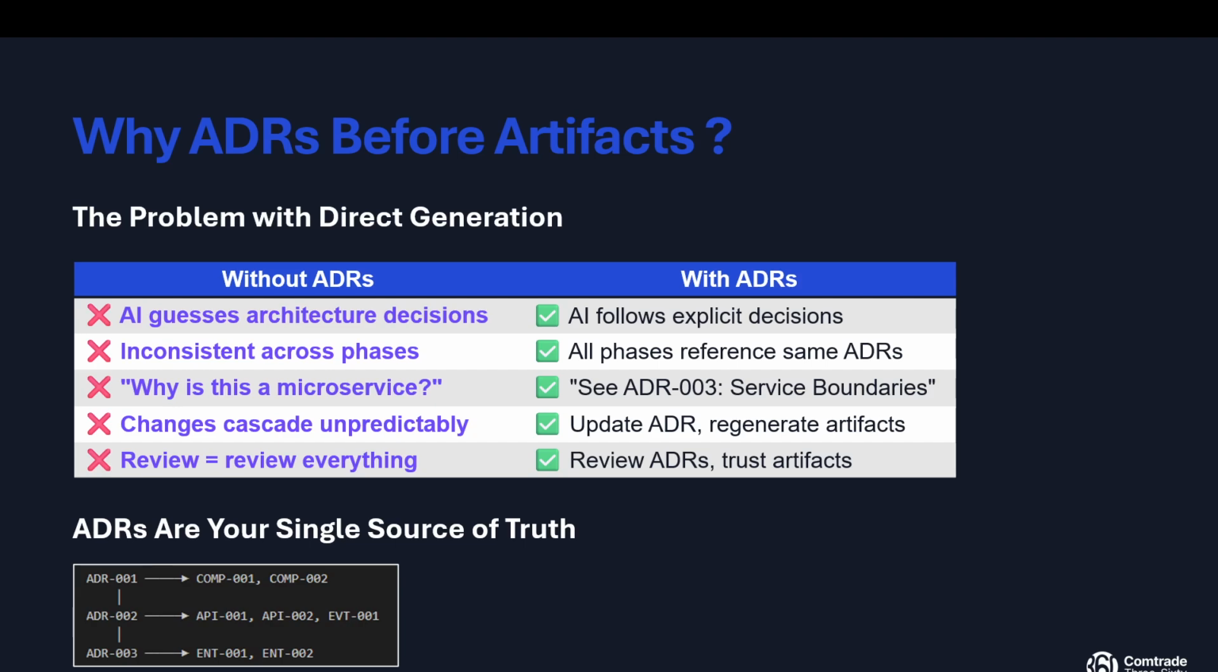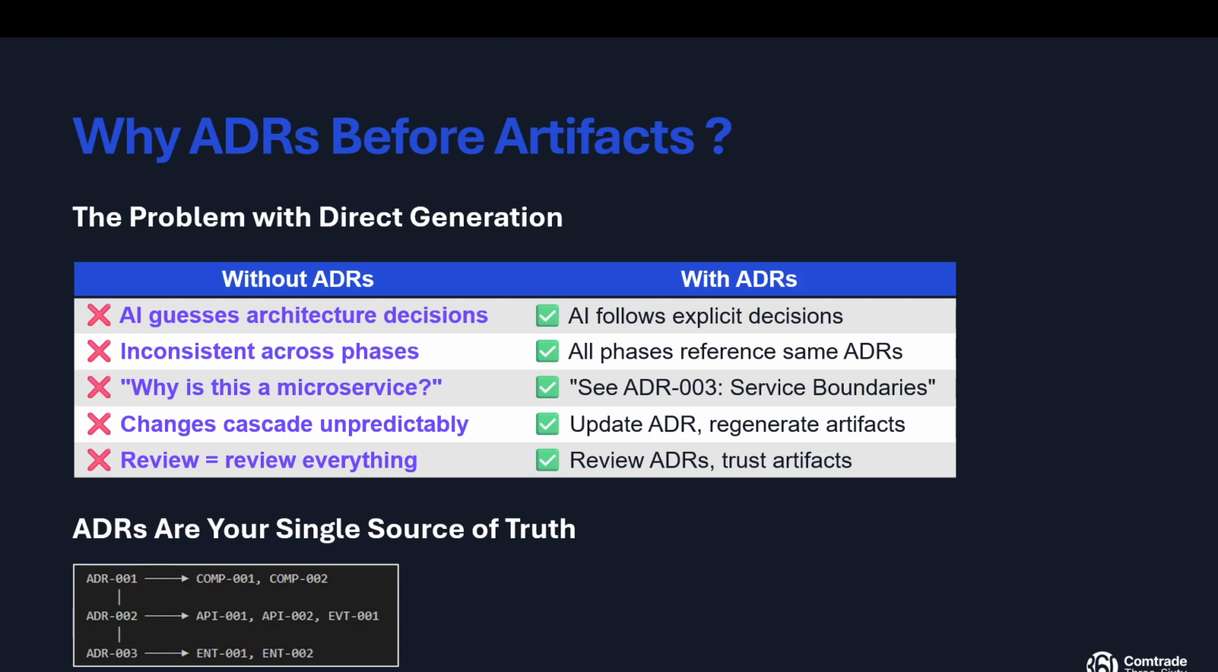Then without the ADRs, you get inconsistency across phases. The AI might make an assumption in the logical phase and a contradictory assumption in the data phase. With the ADRs, all phases reference the same decision. They cannot contradict each other. Then again, when somebody asks, why is this a microservice? You shrug, you don't know. With the ADRs, you point them to a specific ADR. The relation is documented throughout the workflow.